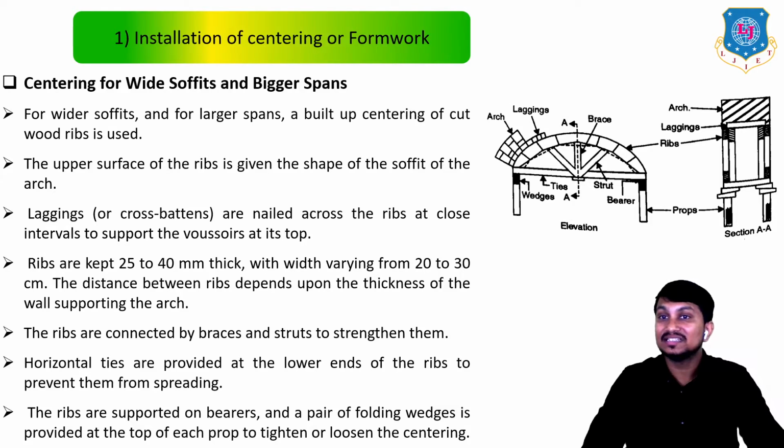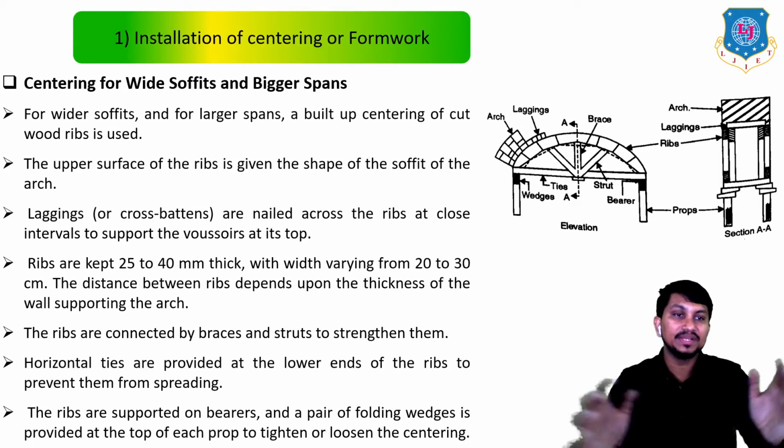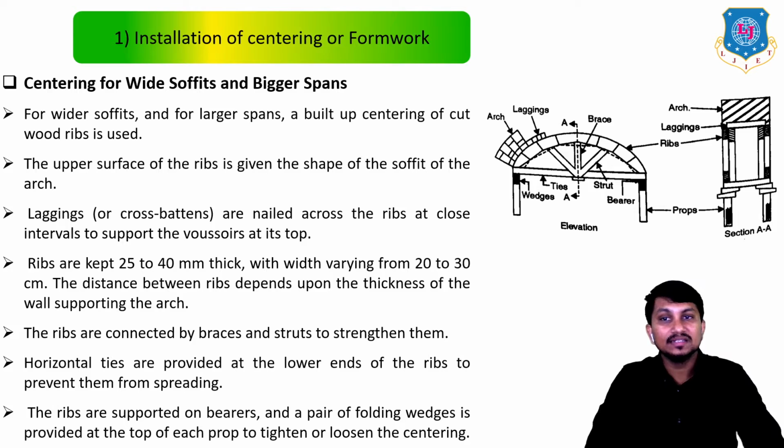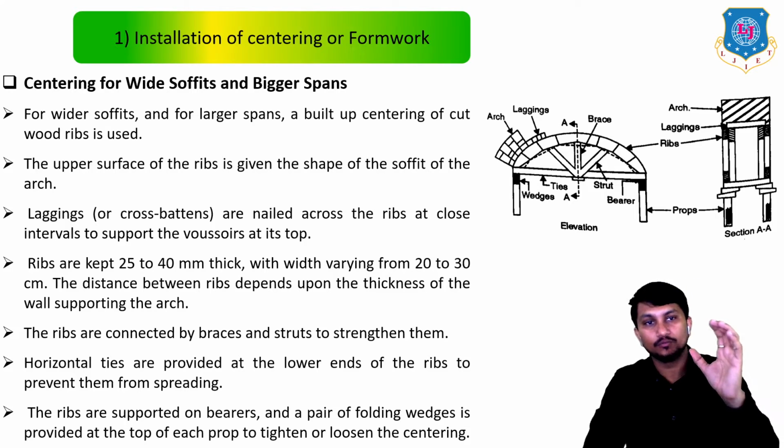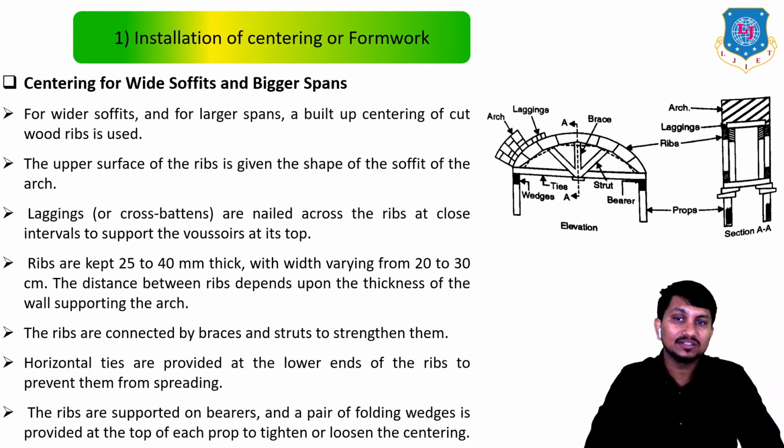Now, let's see the centering for wide soffits and bigger spans. For wide soffits and bigger span, a built-up centering of cut wood ribs is used. You can clearly see cut wood ribs in this figure. The upper surface of the ribs is given the shape of the soffit of the arch. The leggings or cross battens are nailed across the ribs at close intervals to support the voussoirs at the top. The ribs are kept 25 to 40 mm thick, with width varying from 20 to 30 cm.